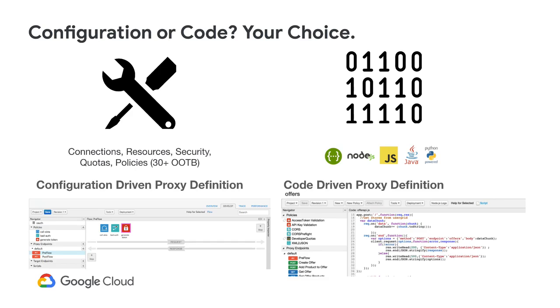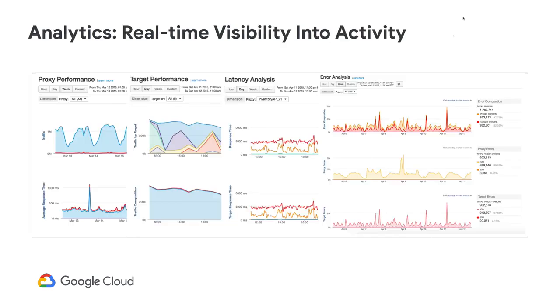Apigee gives you a choice between configuration or coding. There's a number of out-of-the-box policies that do basic things. That's what we're seeing on the left here. You can drop in these policies to request an access token or add response caching. If you want to do code-driven development, you can build your own policies and you can drop those in and mix them with the out-of-the-box policies. And that can be done with JavaScript, Java, or Python. And you can also host Node.js in here.